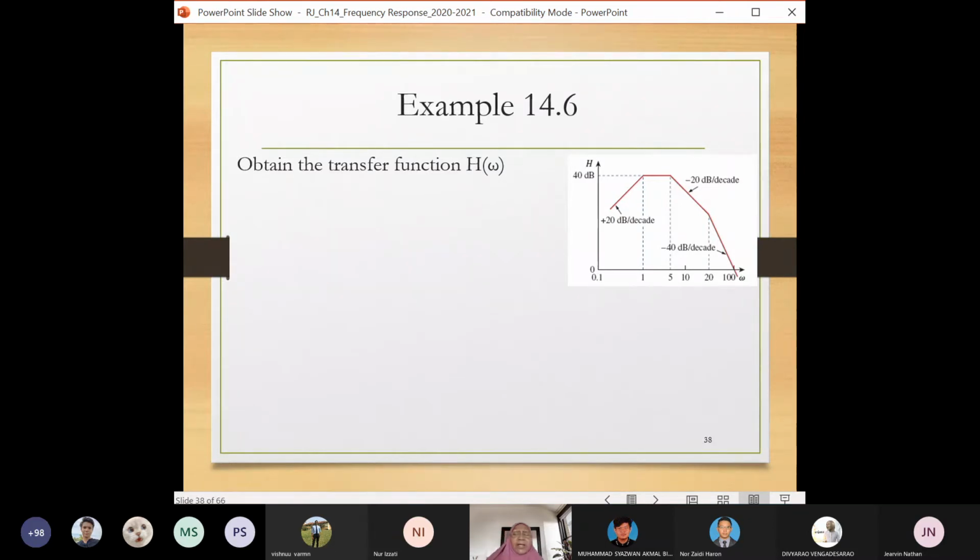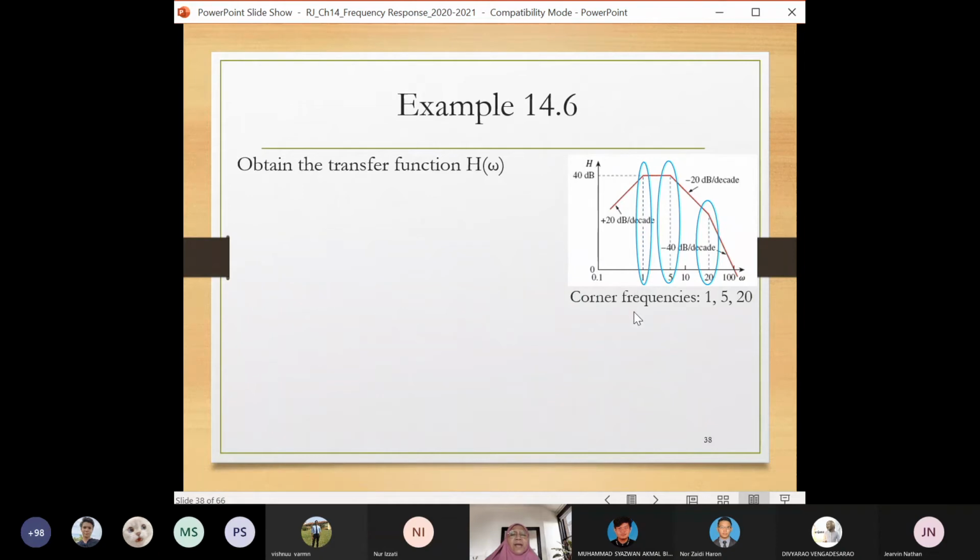For example, here we are given many turning points, then you need to convert. This is not that difficult. You have to identify the turning points, the corner frequencies. Here you see 1, 5, 20 as the turning points. But from the turning points, you do not know whether it is a zero or a pole. But there is a clue for it.